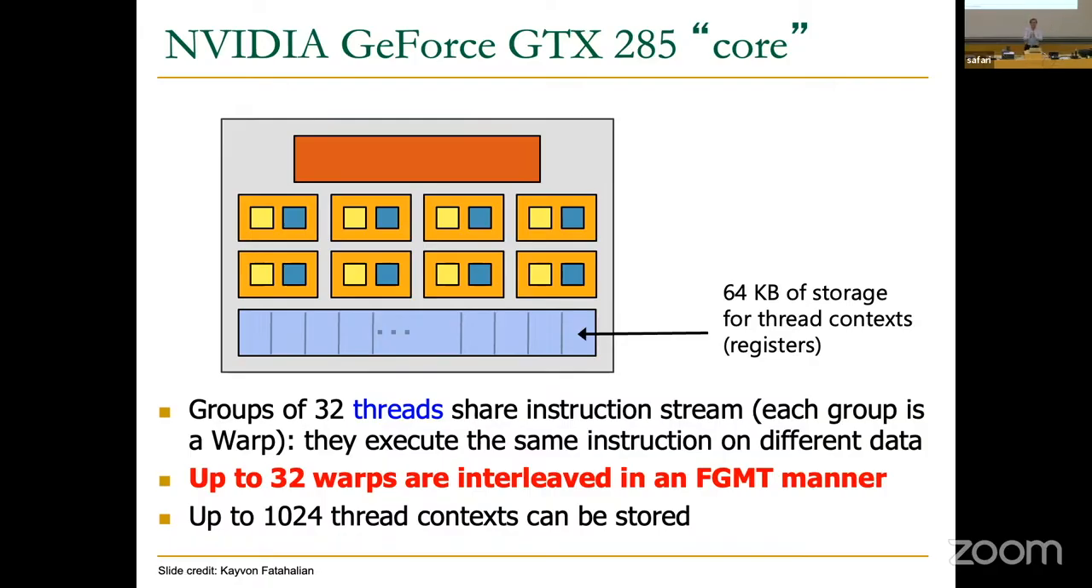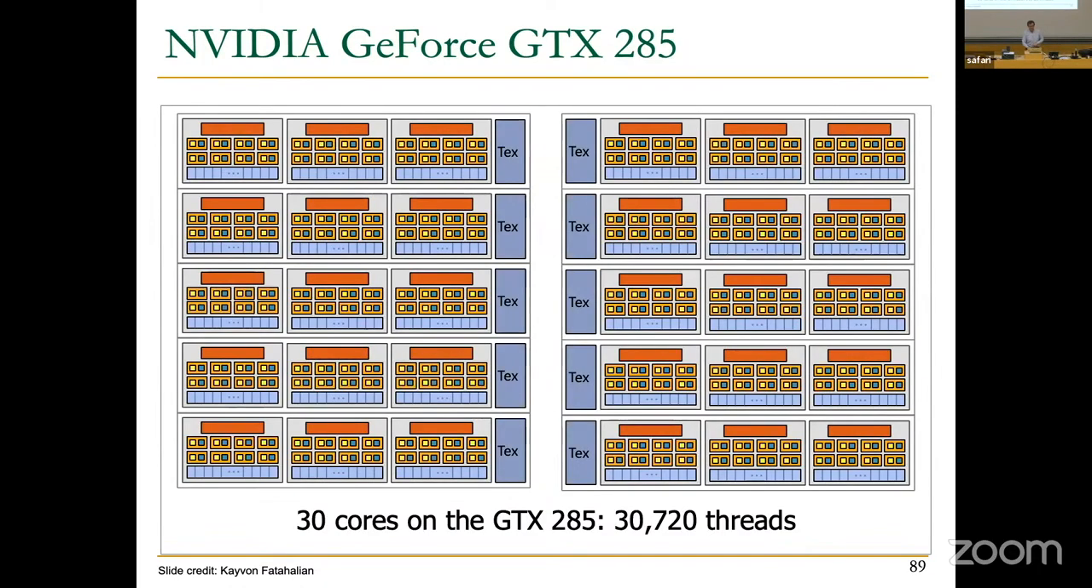Your pipeline is much smaller. They don't disclose it, but it could be 5 or 6 stages, for example. So you actually have a lot more warps than you can feed into the pipeline stages. Up to 1024 thread contexts can be stored. That's why you have a huge storage in the register file. And it employs everything that we've discussed, partitioned register file, different lanes, etc. And this is what happens if you scale up to 30 cores. 30 times that is 30,720 threads. That's a lot, as you can see, right? But this is nothing compared to what I'll show you soon.